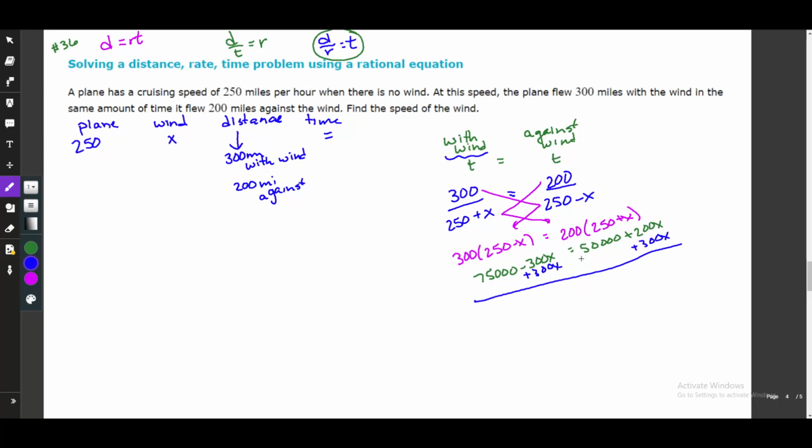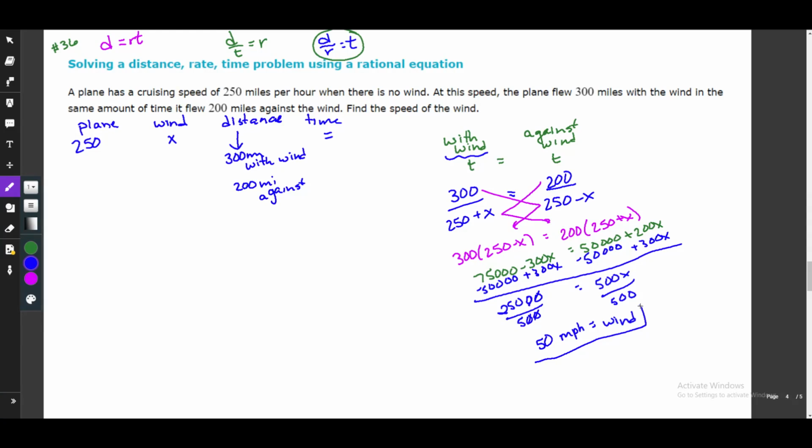And then I'm going to subtract the 50,000. And then I have 25,000 equals 500x. Divide by 500. I'm going to cross out zeros, 2 and 2. 5 goes into 250, 50 times, so 50 miles per hour equals the wind.